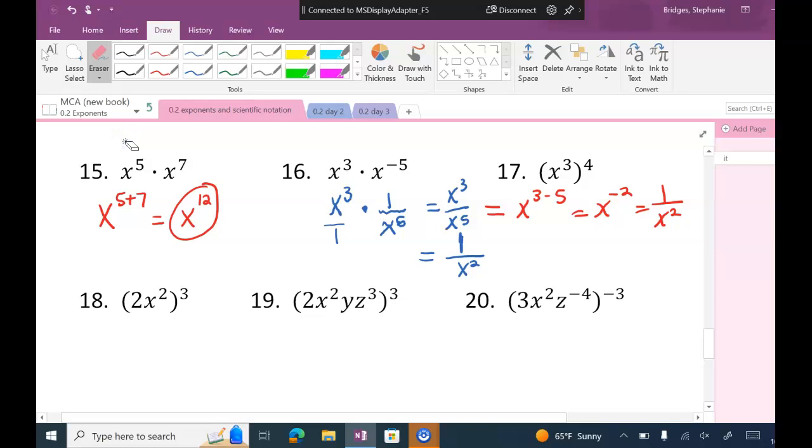All right, number 17, go ahead and try that one. I have a power to a power. So if you're not sure, look back at your rules. This was like number 3, I believe. When you have an exponent raised to another exponent. What does the rule say I do with those? Multiply. Okay. So we would take and we would multiply those two, and that would give me x to the 12.